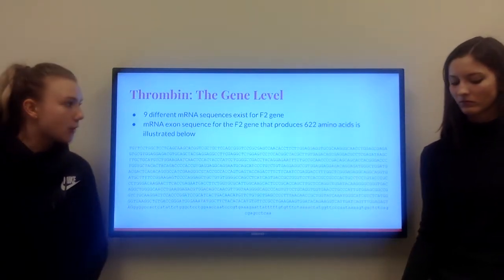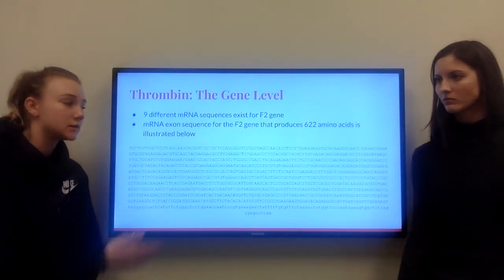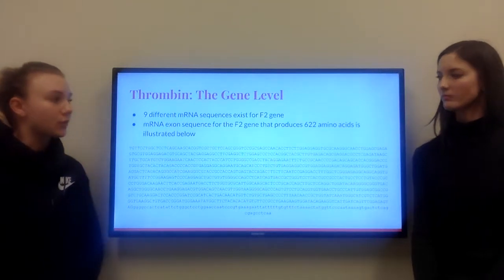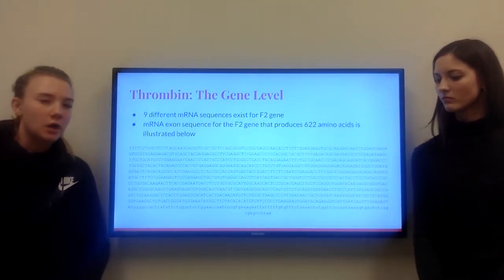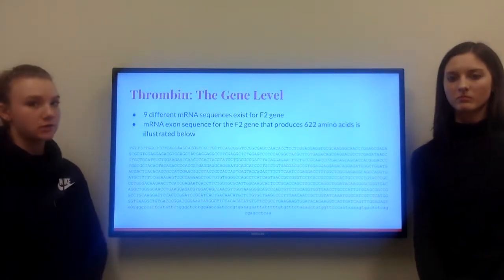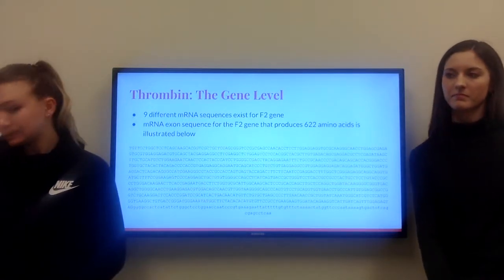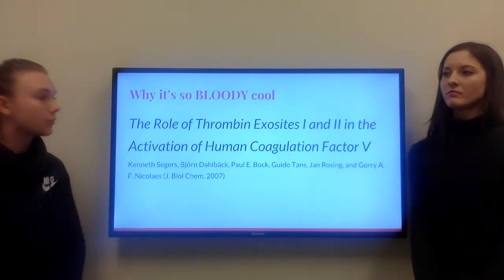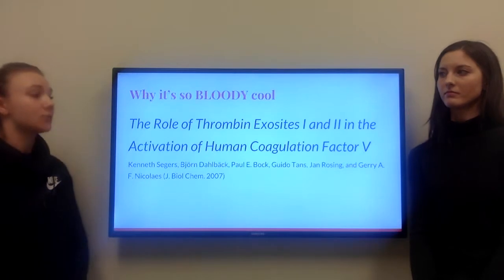There are 9 different mRNA sequences that exist for the F2 gene. The one here I've included is basically the proper accepted one. It produces 622 amino acids, and the other ones are of varying protein integrity. Some are better than others, and some of the mRNA sequences don't code at all. So now we're going to segue into our paper, the role of thrombin exosites 1 and 2 in the activation of human coagulation factor 5.